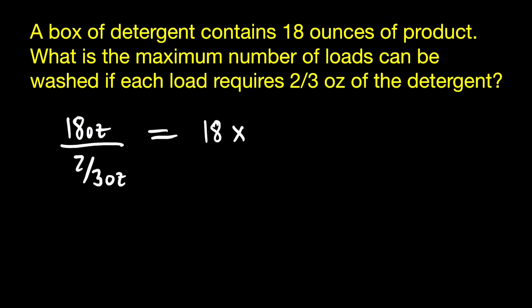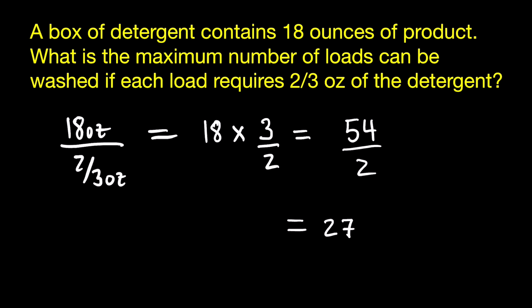multiplying by the reciprocal. So if we go ahead and do that, we would multiply 18 times 3/2. That gives us 54 on the top and 2 on the bottom. If you divide that fraction, that gives you 27 loads of laundry. Okay, so remember, whenever you divide by a fraction, you are actually multiplying by the reciprocal. And the reciprocal is that fraction flipped on itself.